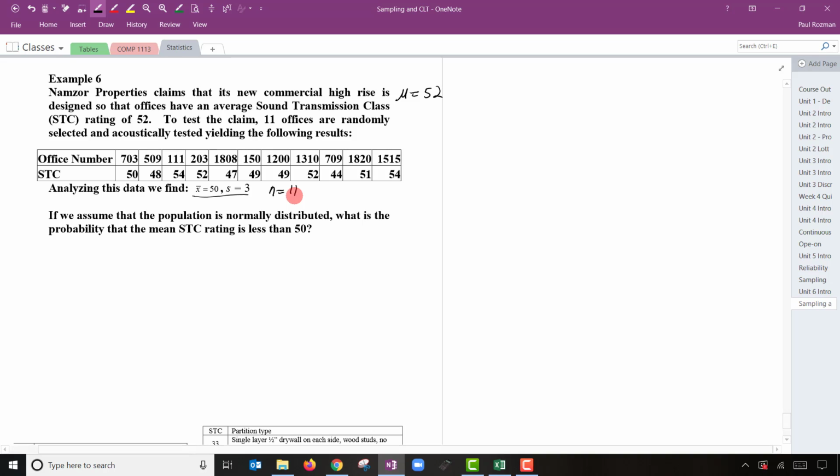Now, we think that they're wrong. We think that the mean is actually under 52. And our data initially looks that way. The mean of our 11 was 50, which is smaller than 52. But is it enough smaller? So let's test this out by finding the probability of getting this result. What's the probability of getting a mean under 50 if we assume that they're correct, that the actual mean of the population is 52?